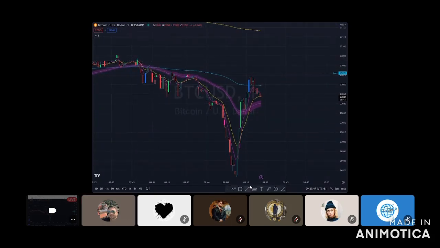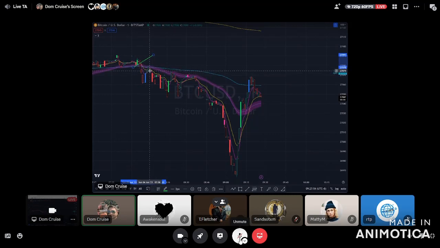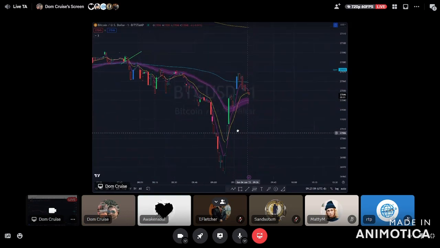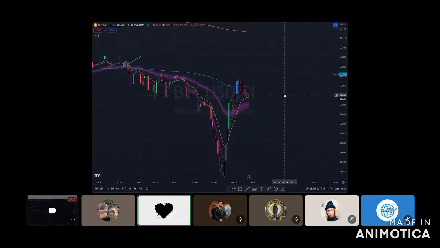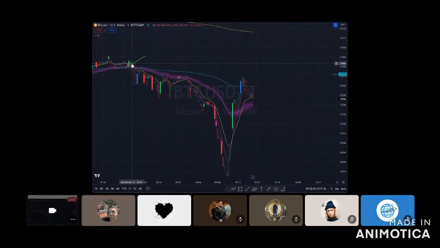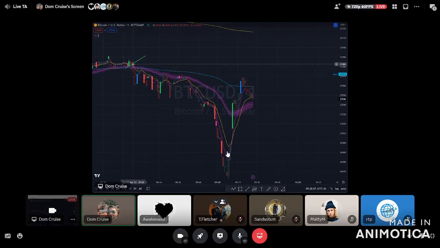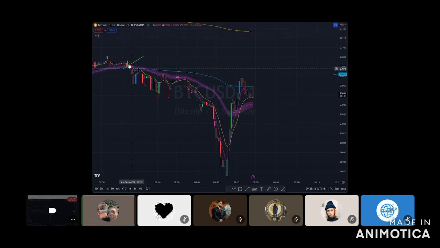Right there, you would have gone short. You would have seen it reject the 50, and that would be confirmed, so just stay short. I want to see the 5 cross below the 13. The 13 is this yellow line, the 5 is the pink. I want to see the pink go below the yellow first. Then I want to see it go below the 50, and it's gone below the 200, which is big too.